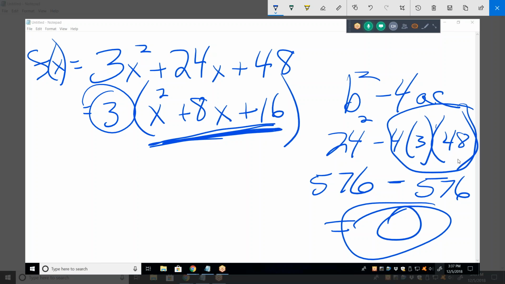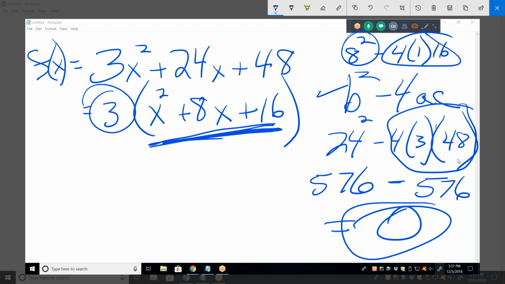So now to do b squared minus 4ac, I do 8 squared minus 4 times 1 times 16. Well, that's 64. 64 minus 64 is 0. So by factoring out the 3, I end up with much smaller a, b, and c, which allows me to figure out the discriminant without a calculator.